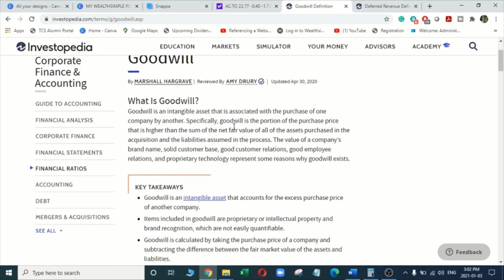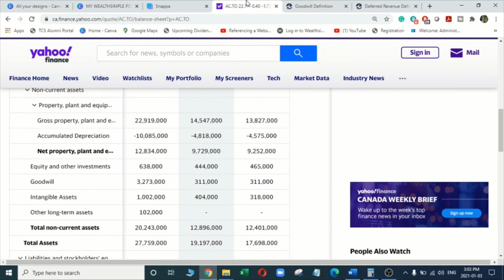The value of a company's brand name, solid customer base, good customer relations, good employee relations, and proprietary technology represent some reasons why goodwill exists. So basically, the position of the company in the corporate world in terms of good employee relations, good customer relations, and a solid customer base is all about goodwill.